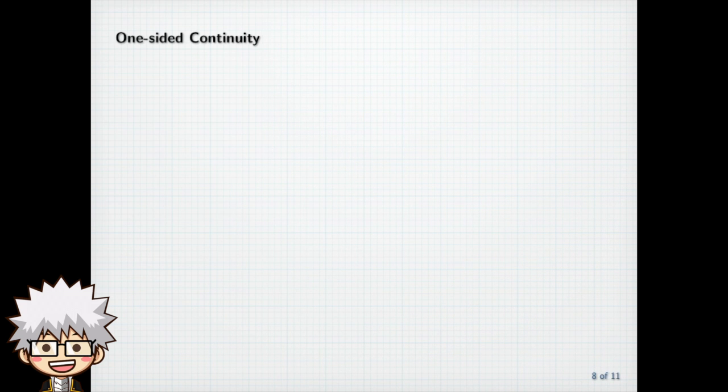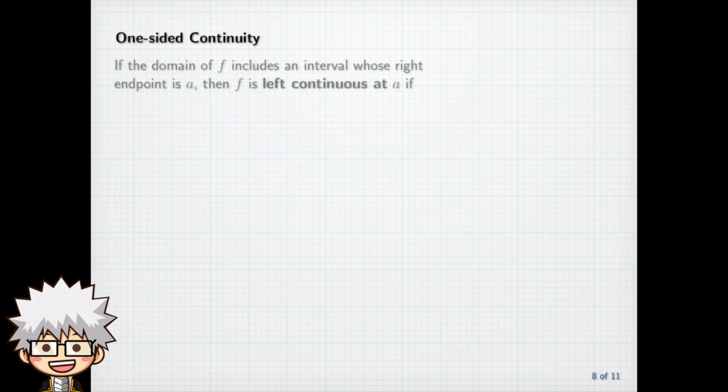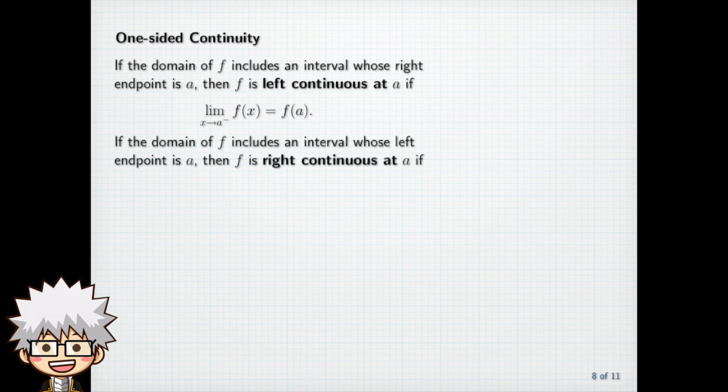One-sided continuity. If the domain of f includes an interval whose right endpoint is a, then f is left continuous at a if the limit as x approaches a from the left of f of x is equal to f of a. If the domain of f includes an interval whose left endpoint is a, then f is right continuous at a if the limit as x approaches a from the right of f of x is equal to f of a.